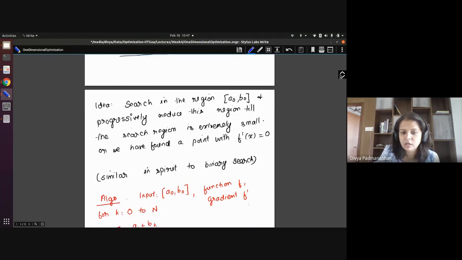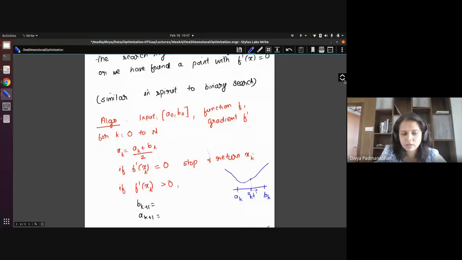I'm just doing this in case you don't remember this, or if there are some people who haven't seen this. So suppose you are allowed to do capital N steps. Your first estimate of the optimum is just the midpoint, right? So you take a naught plus b naught by 2. Now if the gradient is 0 here, you stop and return this point. This is a critical point that you found.